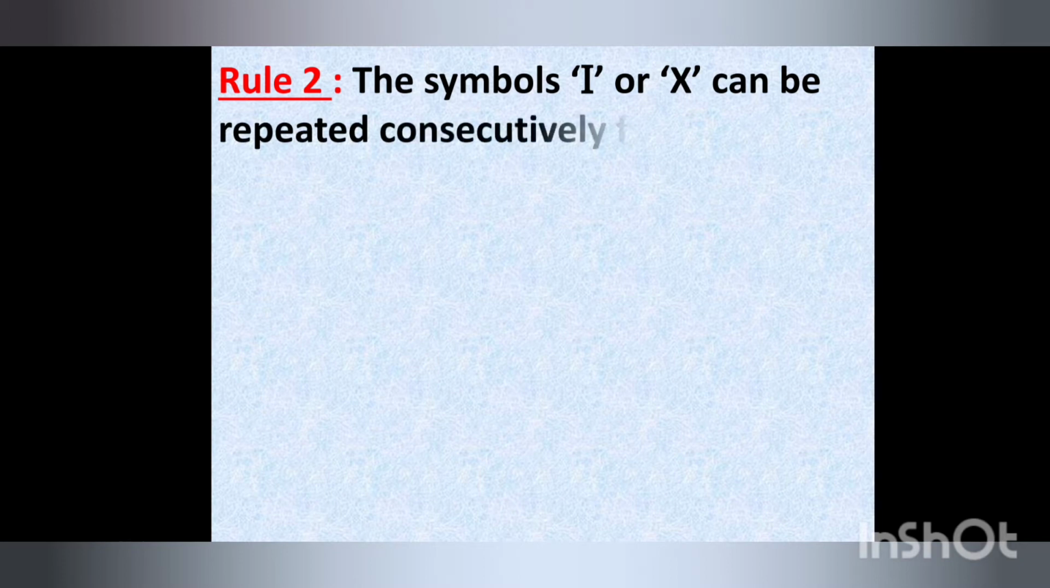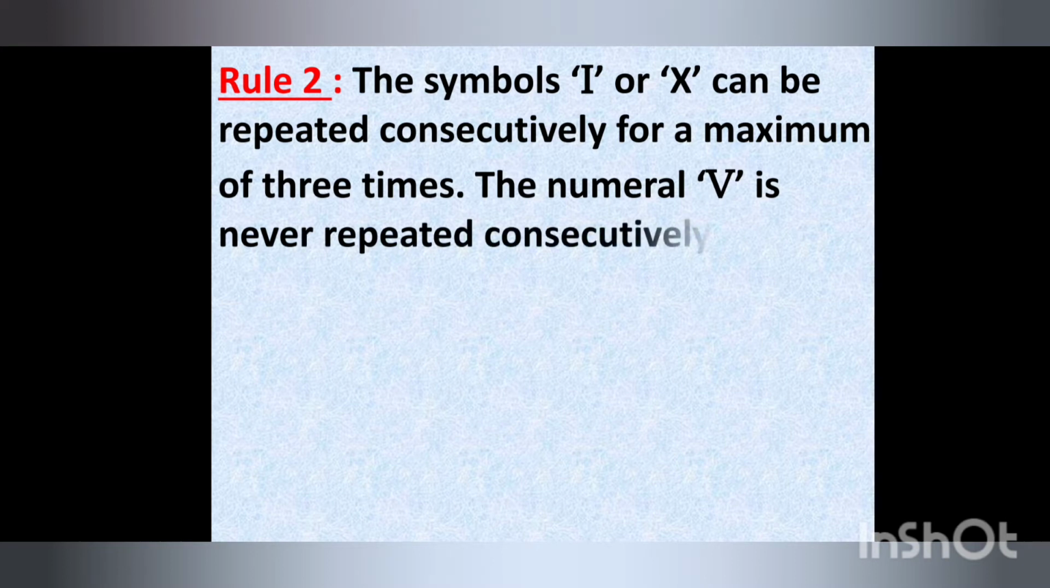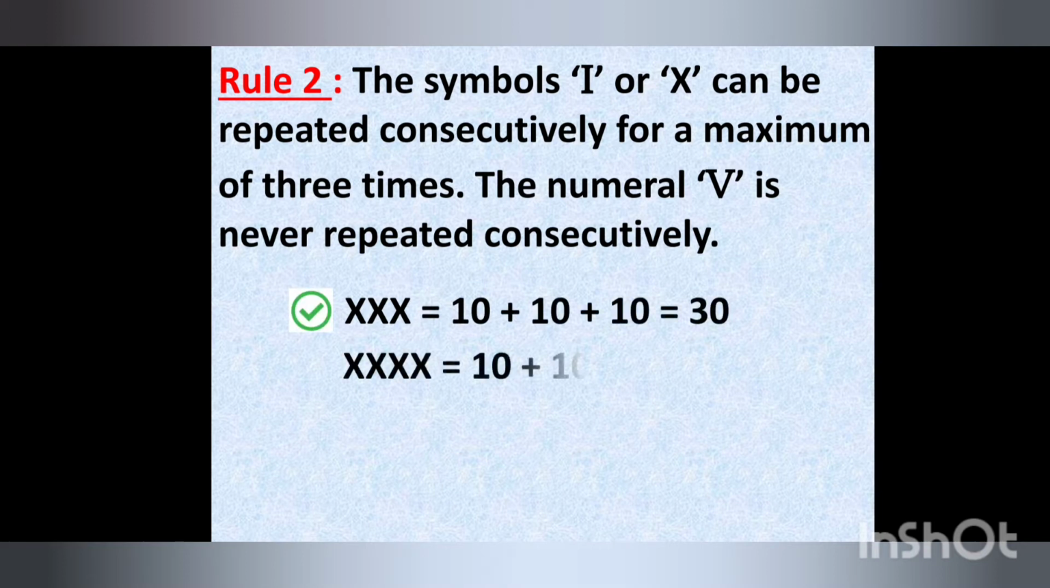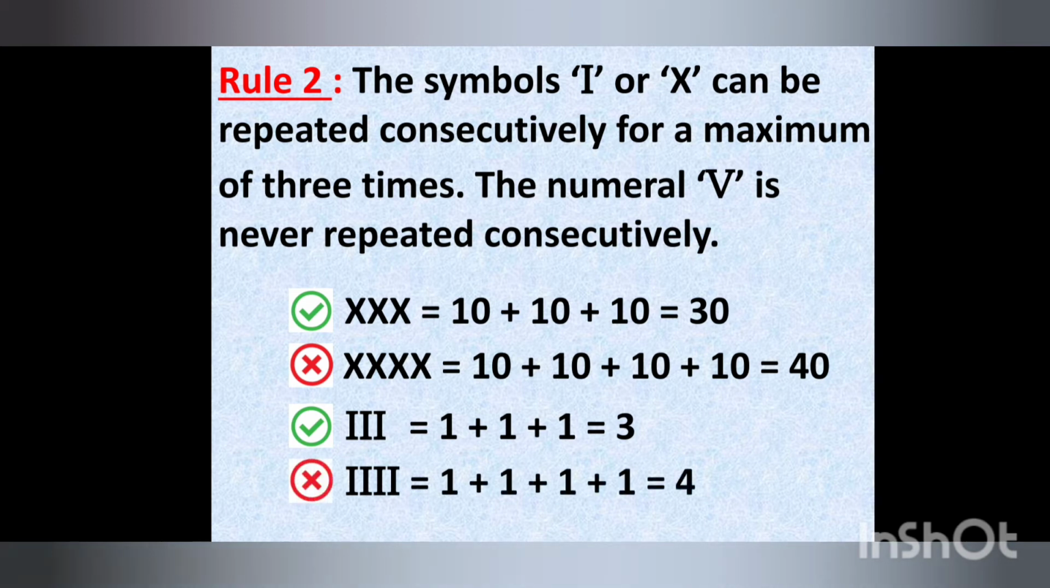Rule 2. The symbols capital I or capital X can be repeated consecutively for a maximum of 3 times. The numeral V is never repeated consecutively. XXX is equal to 10 plus 10 plus 10, which is 30, and can be written continuously. But capital X cannot be written 4 times continuously to get the value 40. In the same way, capital I can be written continuously 3 times to get the value 3, but cannot be written 4 times to get the value 4.